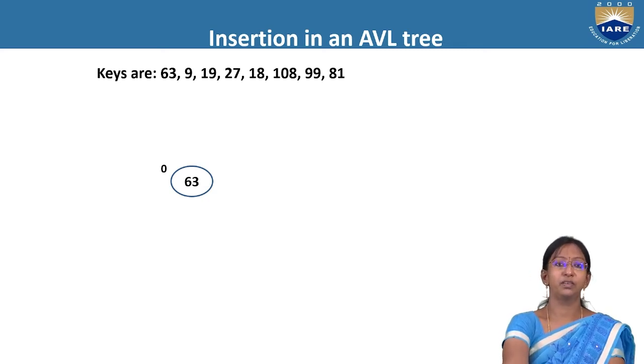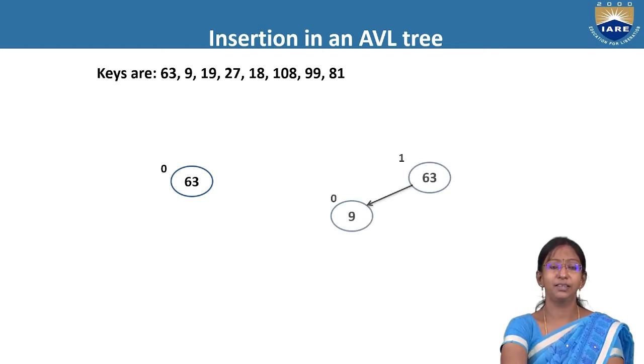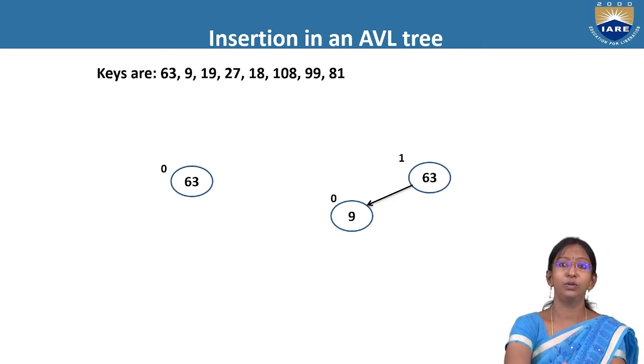Okay, so first 63. As this is the first element, with no left or right children, the balance factor will be 0. Next, insert 9. Once I insert 9, the balance factor of 9, as it is a leaf node, is 0, and for 63, it is 1.